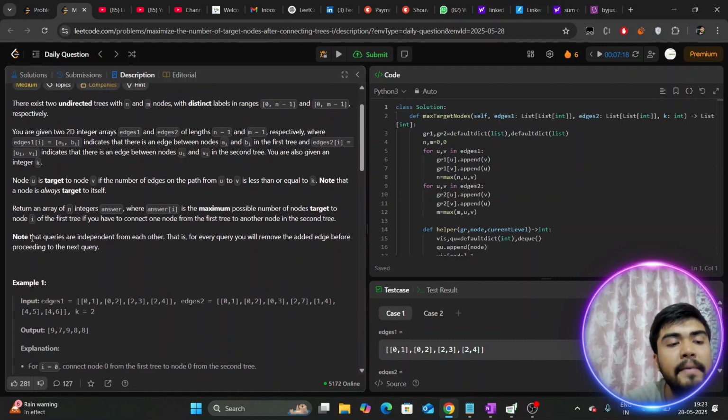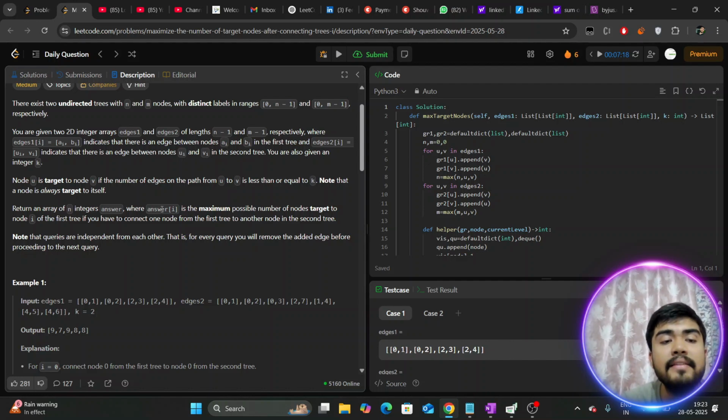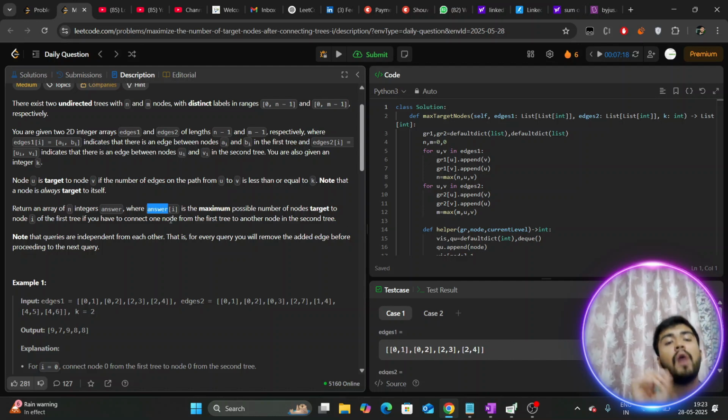They have given that queries are independent of each other. That is, for every query you will remove the added edge before proceeding to the next query. So they are giving one more thing. Here they have asked, if you have to connect one node from the first tree to another node in the second tree, what is the maximum possible targets for the current node.